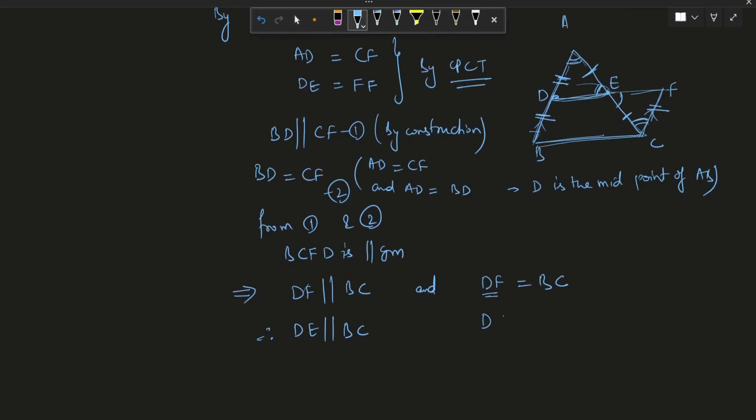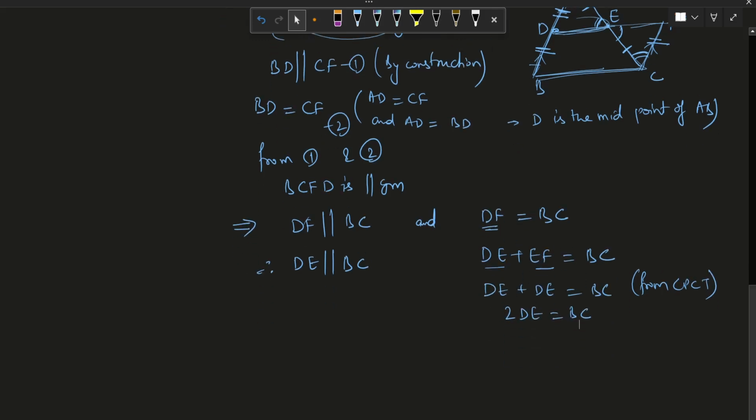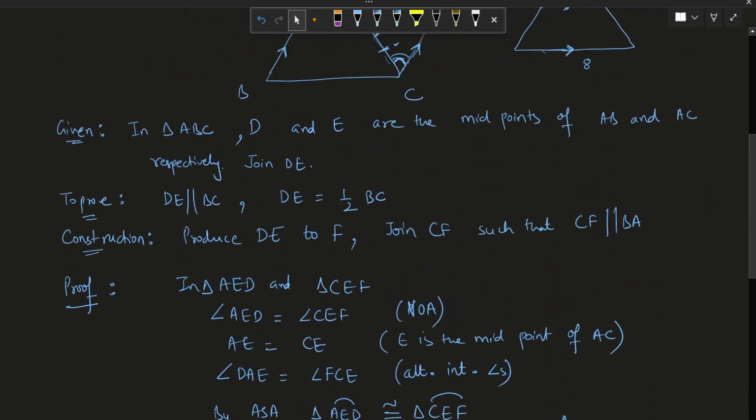Now DF is what? DE plus EF is BC. DE and EF are equal over here, by CPCT. So DE plus DE equals BC. Yes, so 2DE equals BC. So what do you get? DE equals half of BC and DE is parallel to BC. Hence proved. This is what we have to prove. What was to be proved? That DE is parallel to BC and DE is half of BC.